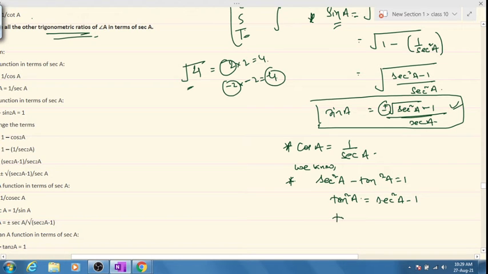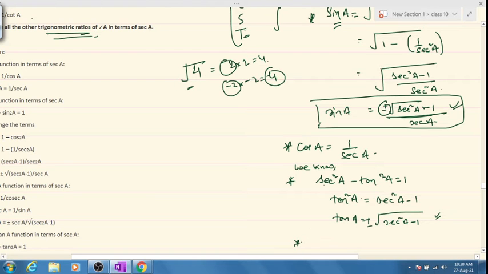Any problems? I did that. This will become I did. Clear. One more thing has been converted. Clear, yes or no?